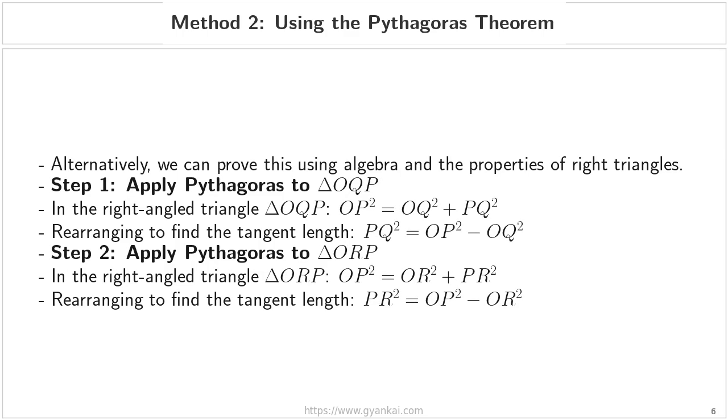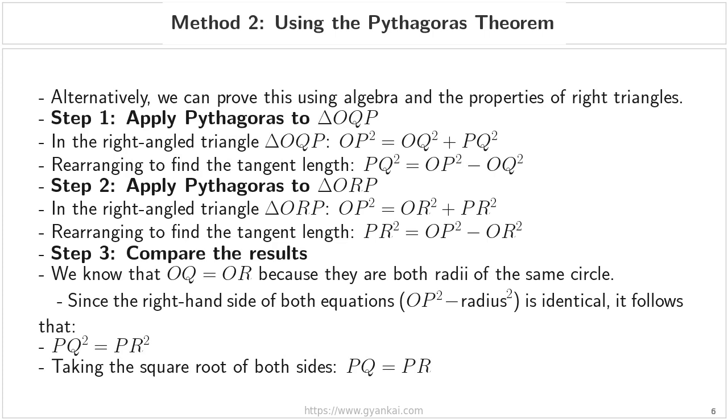Moving on to step 2, we apply the exact same logic to our second triangle, triangle ORP. Using the Pythagoras Theorem again, we have OP squared equals OR squared plus PR squared. Just like before, let's rearrange this to solve for the tangent length, which gives us PR squared equals OP squared minus OR squared. Finally, in step 3, we compare these two results.